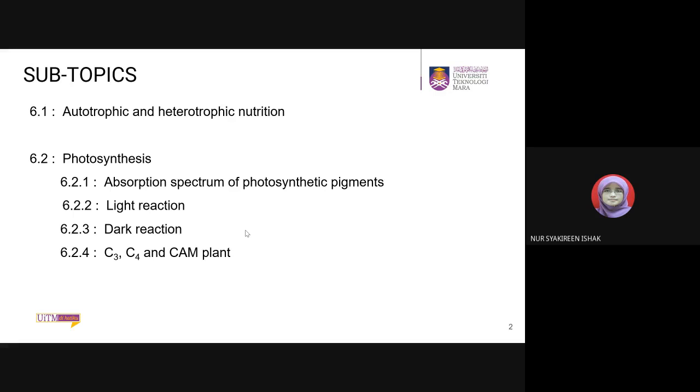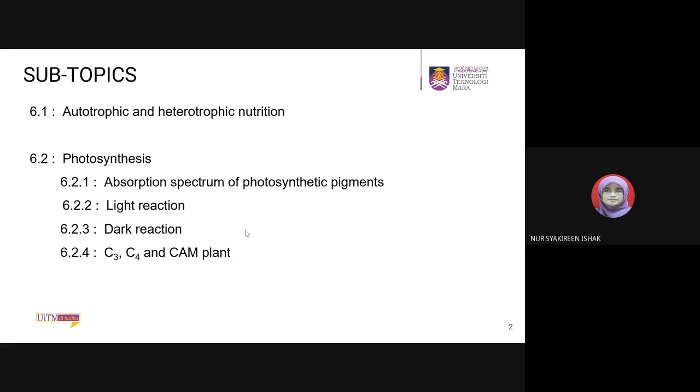Okay, Kelvin cycle. So Kelvin cycle is actually the dark reaction which occurs in the stroma, which is the function of the Kelvin cycle is to receive carbon dioxide and convert carbon dioxide into sugar. But in order for Kelvin cycle to occur, it requires energy that is produced during the light reaction, which is in the form of ATP and also NADPH.